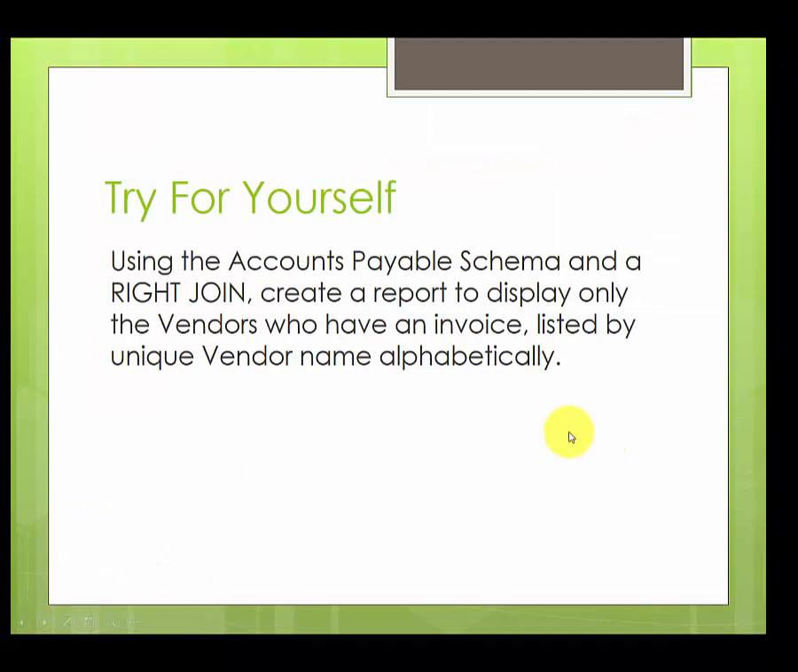All right, so now I want you to try it for yourself. I want you to take the exact same SQL statement and change the word left to right, run it, and identify the differences in the data or the report that is returned. Then I want you to come back and create a SQL statement that will do the exact same thing, which will create a report to display only the vendors who have an invoice listed by a unique vendor name alphabetically. Remember, for the unique, we're going to use distinct. So go ahead and pause this and come back in when you're ready.